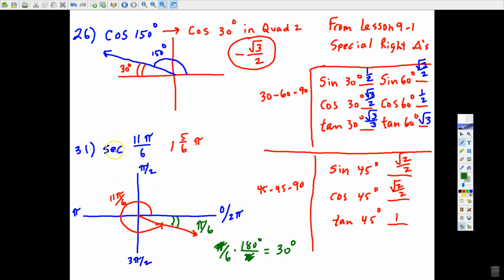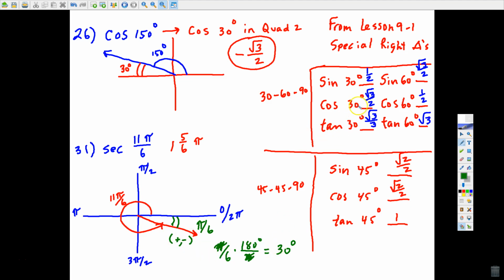Okay. Now I just have to remember that secant is the inverse, or the reciprocal, of cosine. Okay? So if I know cosine 30 degrees, then it's pretty easy to do secant. I just take that ratio and flip it over. I just have to be careful that since I'm in quadrant 4, I remember the correct sign, plus or minus, and cosine is positive in quadrant 4. Cosine's positive, sine would be negative.